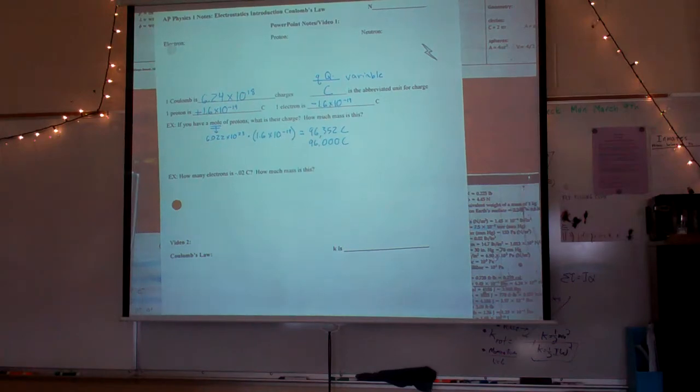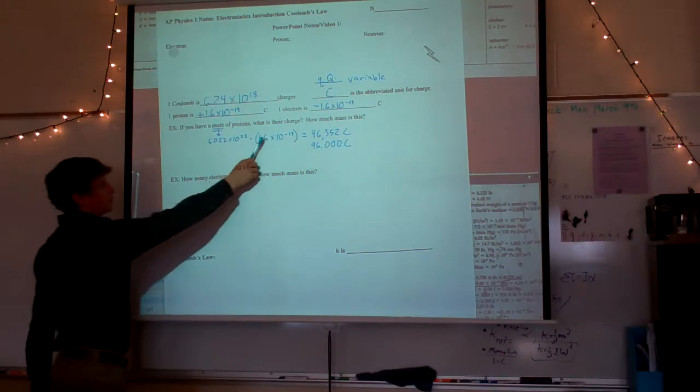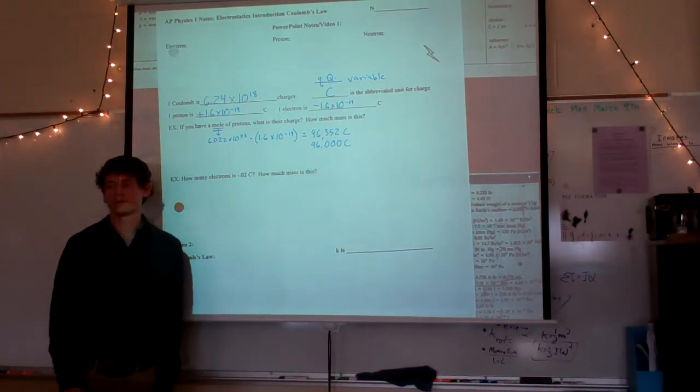Do you want us to round like that every time? Well, you've got 2 sig figs here, so technically we should round it to 2 sig figs.